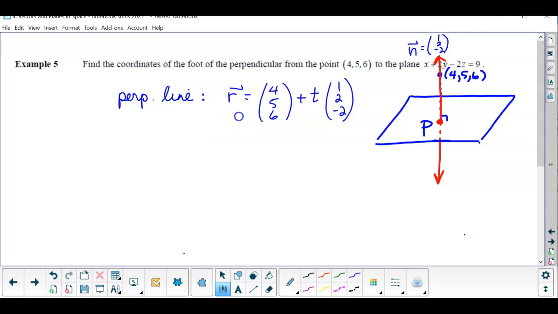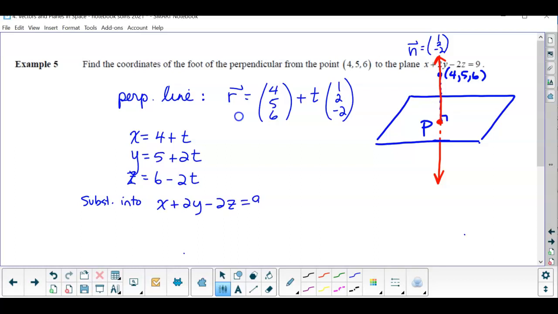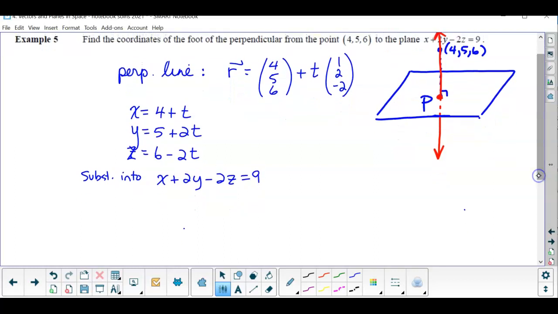So, intersection of a line and a plane. You have the plane in Cartesian form. This is in vector form. If you find the parametric form, then you can substitute all of the x, y, and z components into the Cartesian form and solve for t. Because remember that t value has to be the same for every component. So that will be 4 plus t plus 2 times 5 plus 2t minus 2 times 6 minus 2t equals 9.